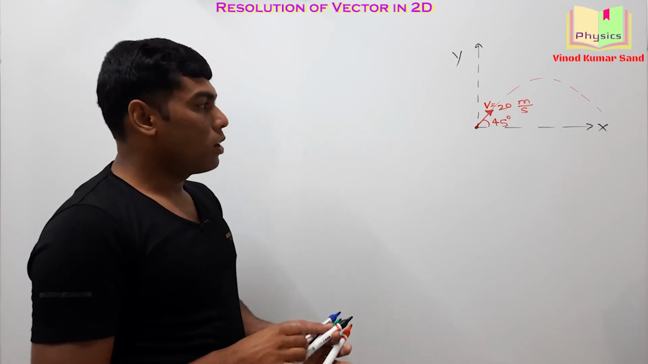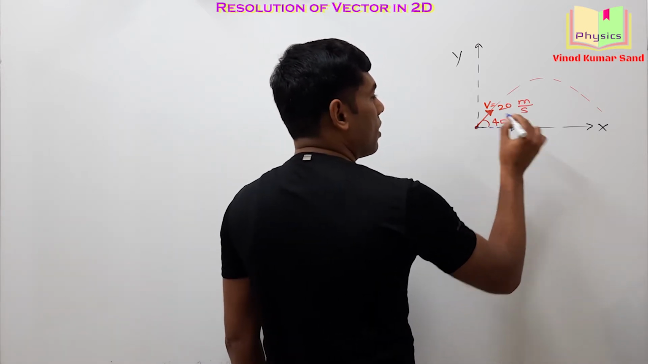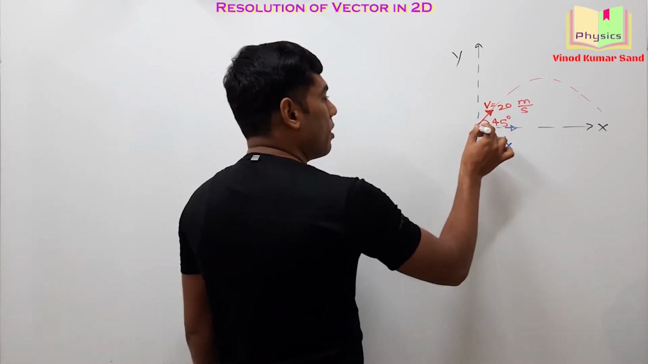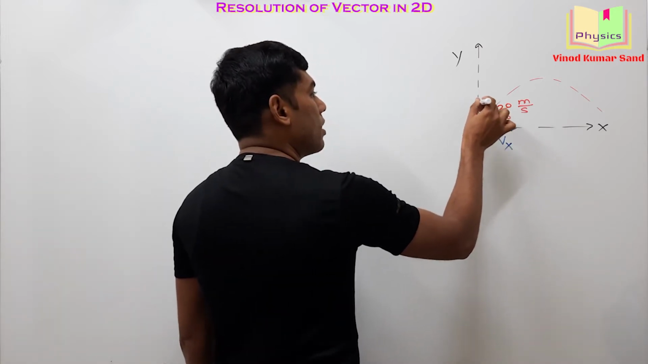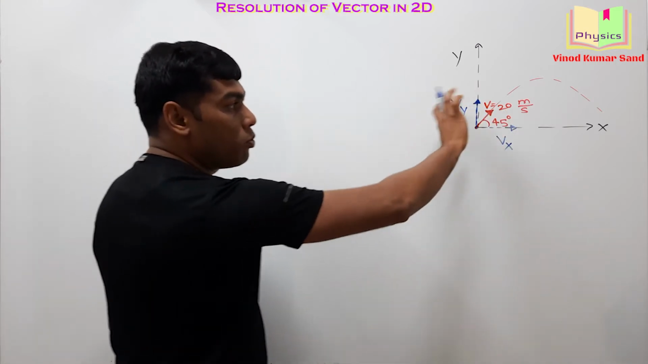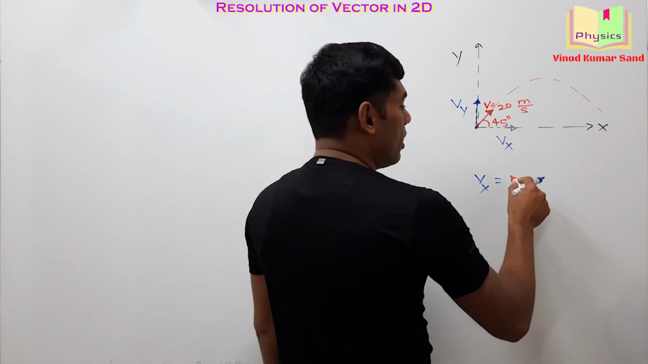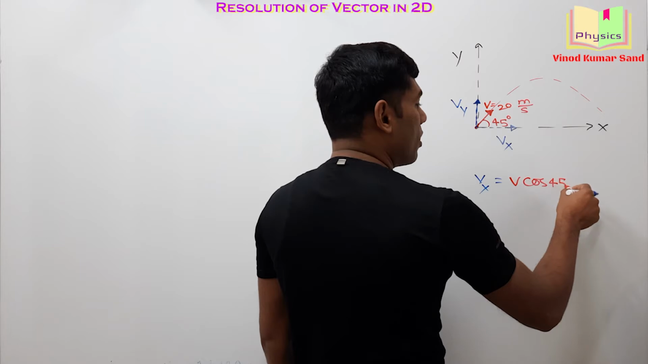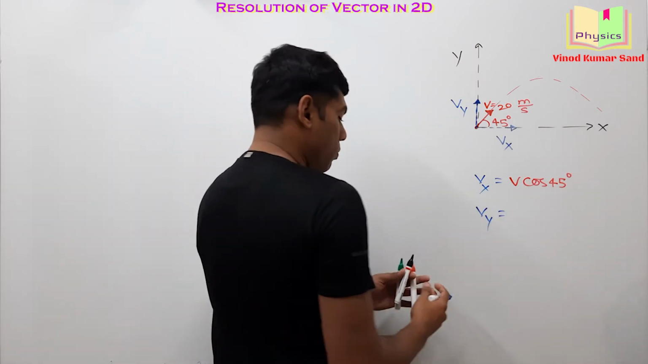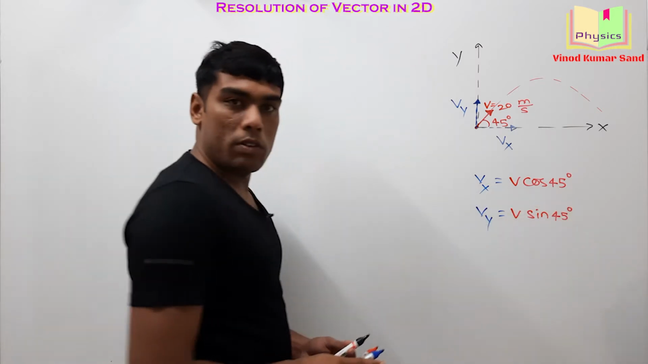Okay, I'm solving it on the board. We will have two rectangular components of this velocity. The effect along the x-axis is indicated as Vx, and the effect along the y-axis is indicated as Vy. What will be Vx? We know the answer. Vx will be V cos 45 degrees. And what will be Vy? That also we know. It will be equal to V sin 45 degrees.